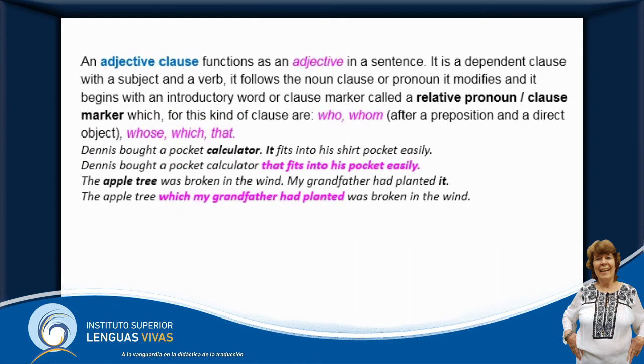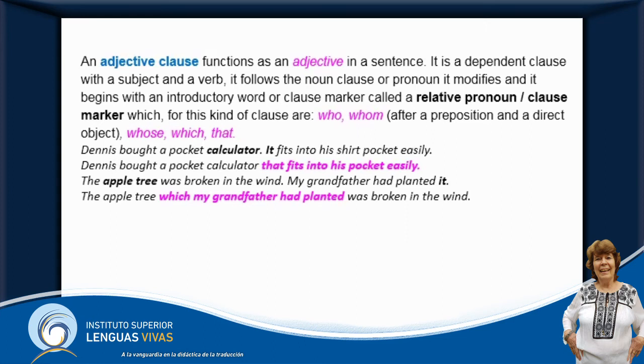An adjective clause functions as an adjective in a sentence. It is a dependent clause with a subject and a verb. It follows the noun or pronoun it modifies because it is functioning as an adjective. And it begins with an introductory word or clause marker. Some authors call them relative pronouns, some authors call them clause markers or subordinators.